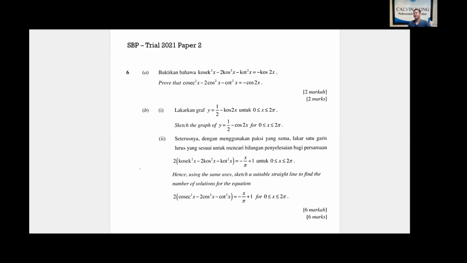Now this one is SBP. SBP, as you said, is always difficult. Prove that something. So again, the technique is to look at the destination. And you want to move from the left. Usually we start from the more complicated end and come to the easier end.